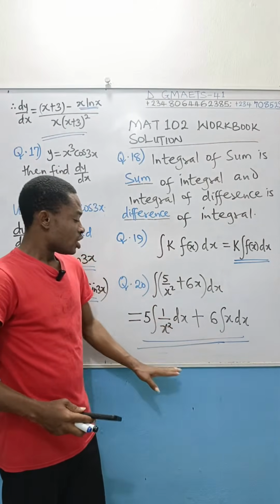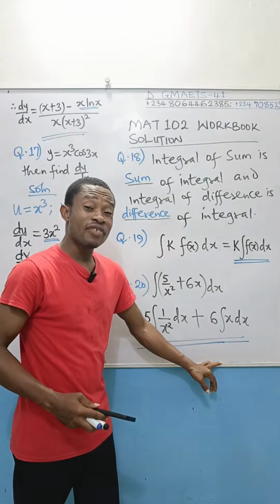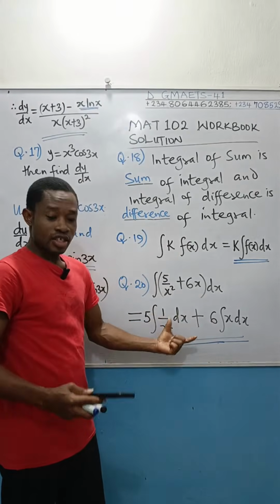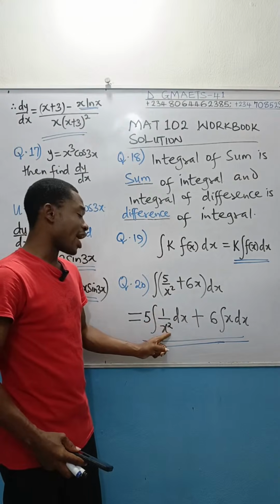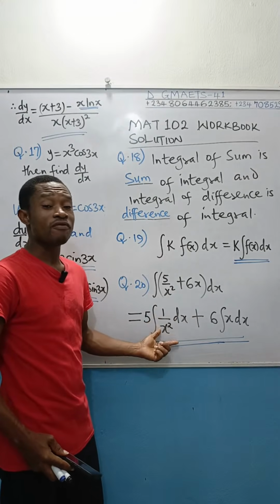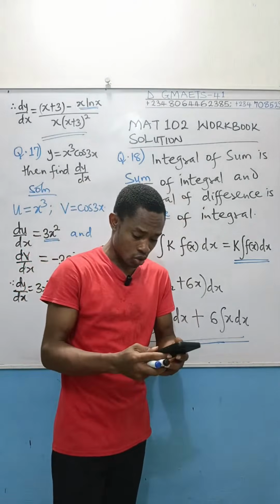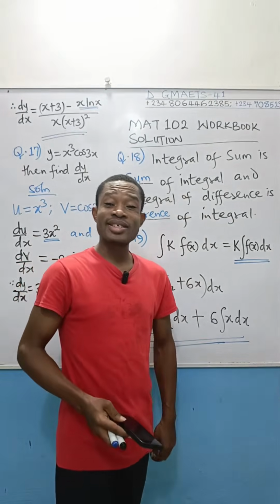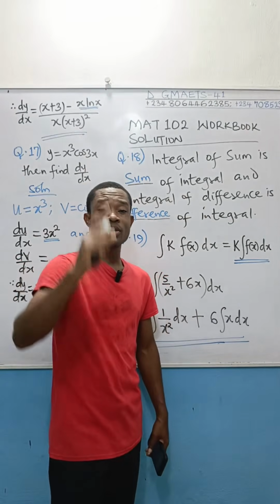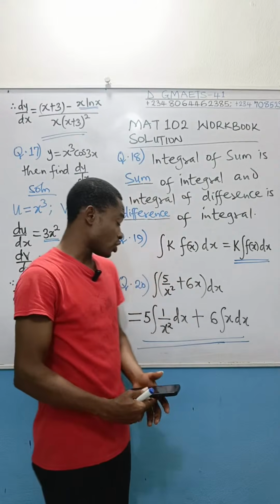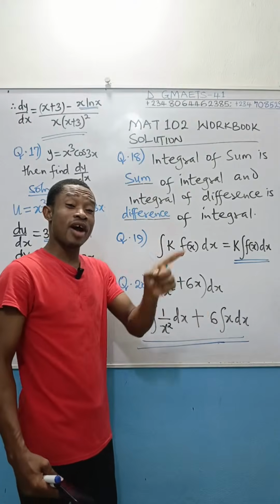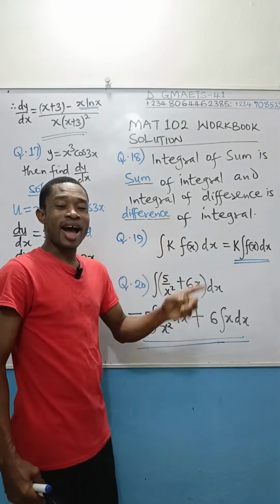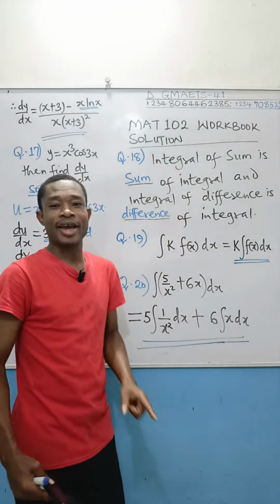But if further space was provided for you to solve this, the solution to this term is simple. Just integrate 1 over x squared. To integrate this term, convert it to x raised to power minus 2. Add 1 to the power, divide by the power. This is going to give you x raised to power minus 1 over minus 1, which is the same as minus 1 over x if you integrate this term.